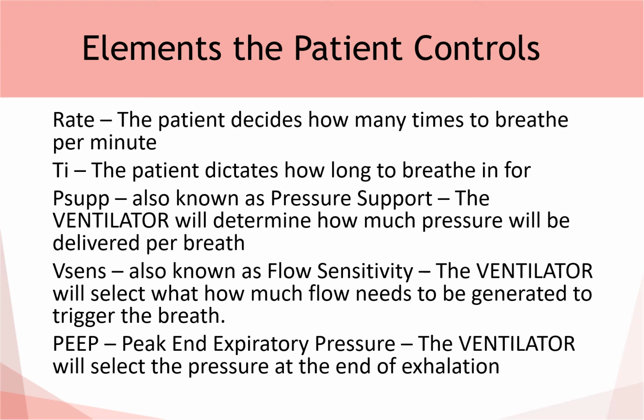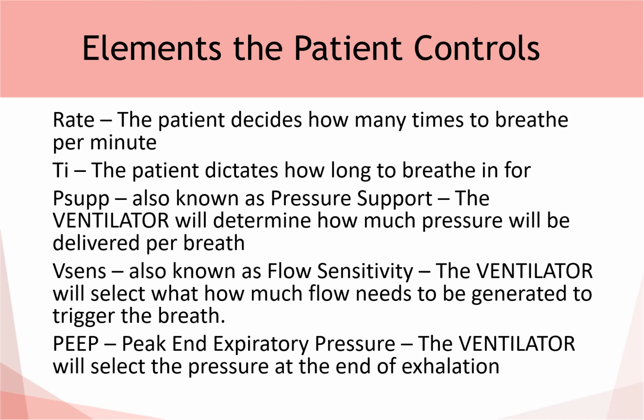The next setting is the I time. You'll notice that there's no way to dial in a rate or an I time on the screen on the Puritan Bennett for spontaneous modes, because the patient's going to dictate how long they breathe in for and how long they're going to hold that breath in. The next variable is the P-sup, also known as the pressure support. In this instance, the ventilator will determine how much pressure support will be delivered per breath.